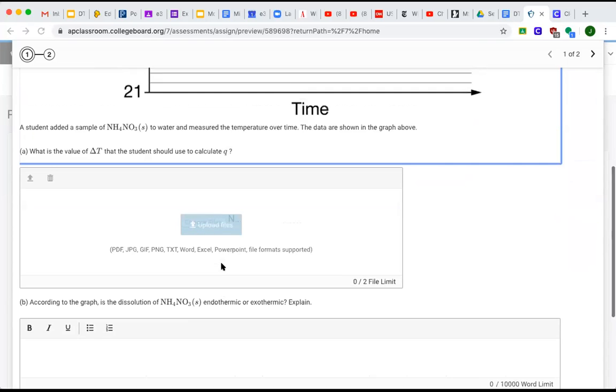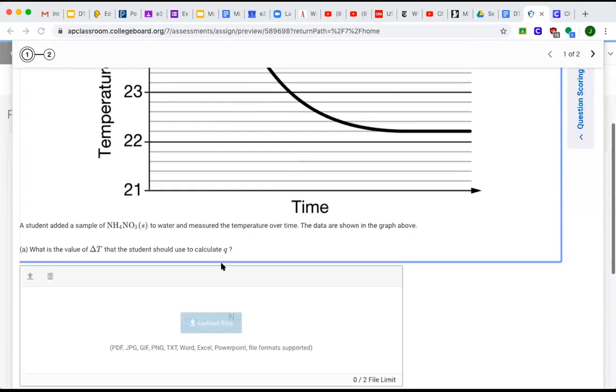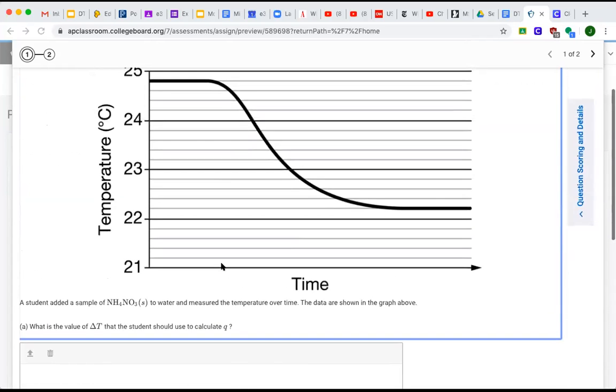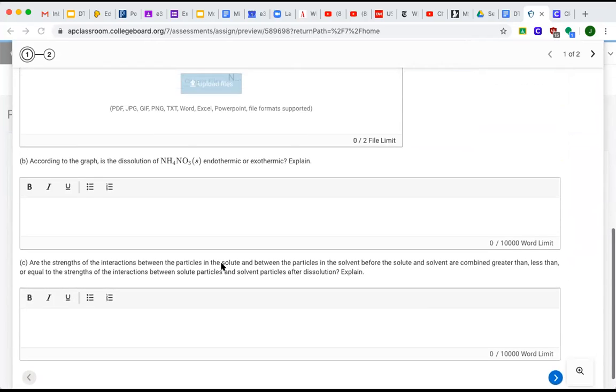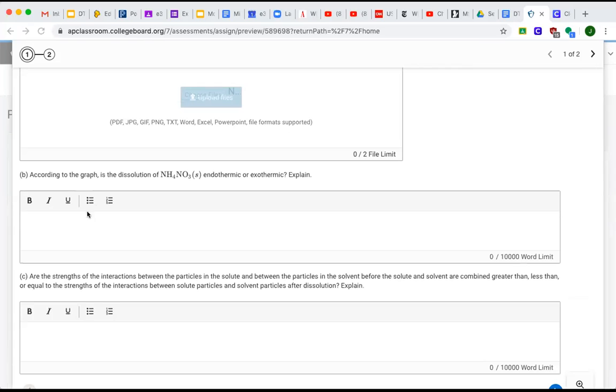Explain. All right, so A and B can be done pretty readily, right away from looking at this, from what we've studied. Part C can too, but it might require some more discussion. So we're going to start with A and B, and then move to C. And C asks about the strengths of the interactions, and it really should say among the particles in the solute and among the particles in the solvent, because between refers to just two things. We're really talking about a lot of particles here, so these are both ensembles. Among particles is more appropriate. Between two things, among more than two things.